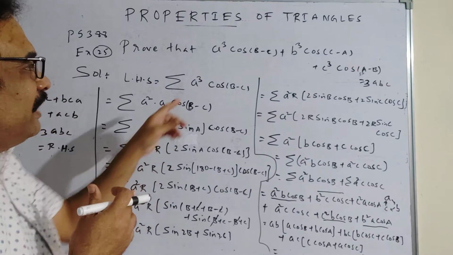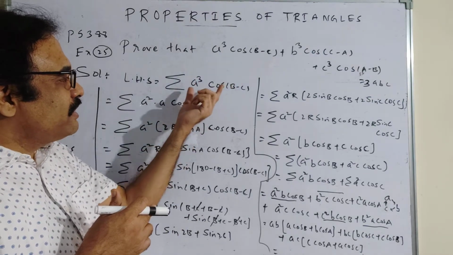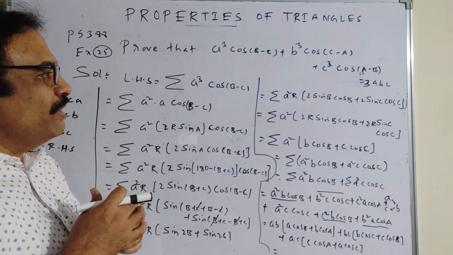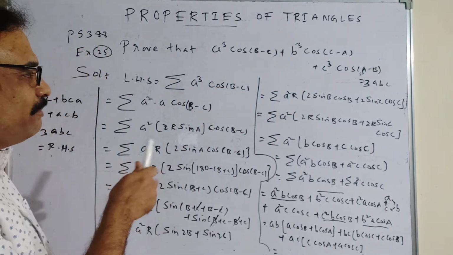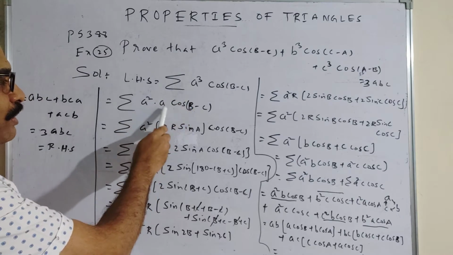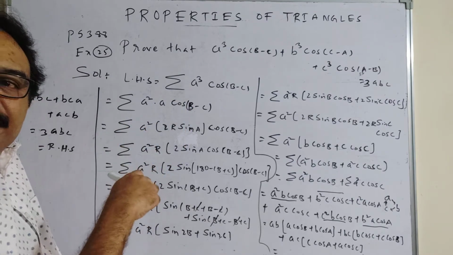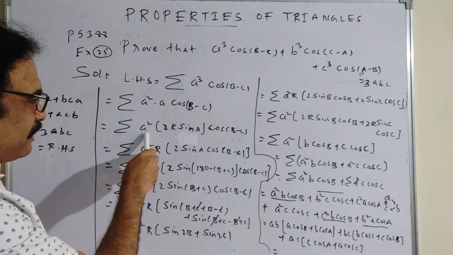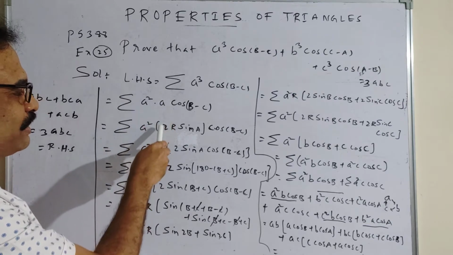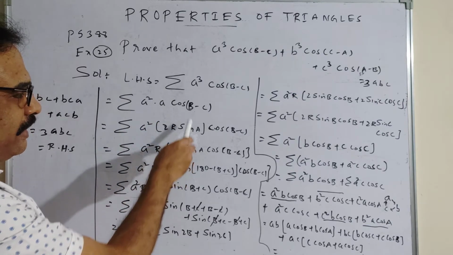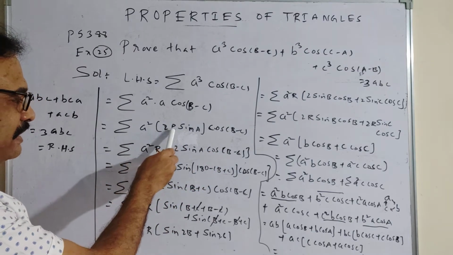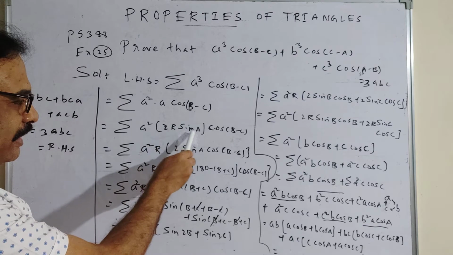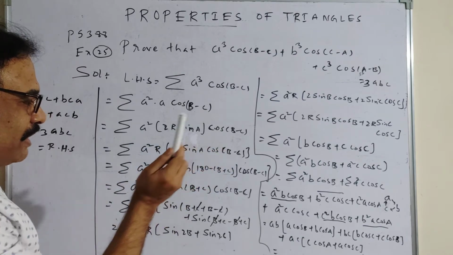Coming back to the point, now I have written this as simply summation of a cube into cos of b minus c instead of writing the total LHS part. Now this can be written as a square into a into cos of b minus c, and here you are going to get a square. As we know from the sine rule, a is equal to 2R sine A, and this is cos of b minus c. Now this R I am taking outside, you are getting 2 sine a into cos of b minus c.